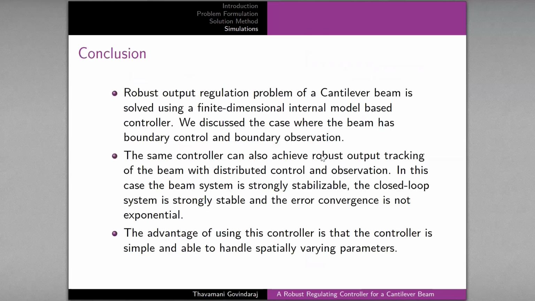So it is time to conclude. We considered robust output regulation problem of a cantilever beam. The problem is solved using a finite dimensional internal model based controller. We discussed the case where the beam has boundary control and boundary observation. The same controller can also achieve robust output tracking of the beam with distributed control and observation.